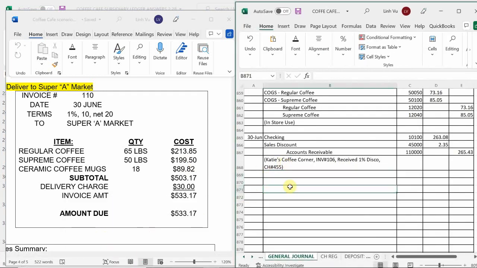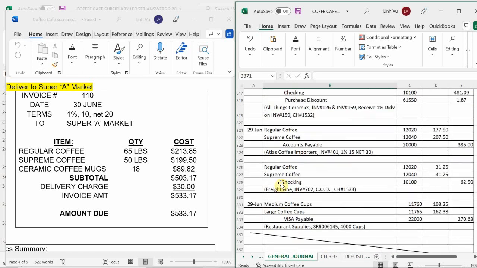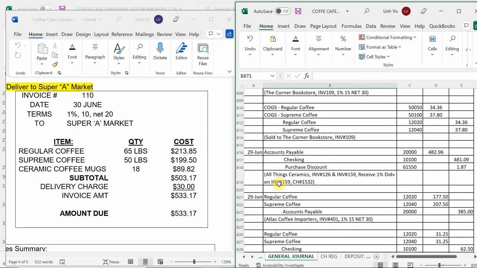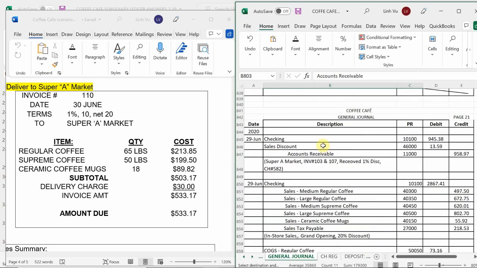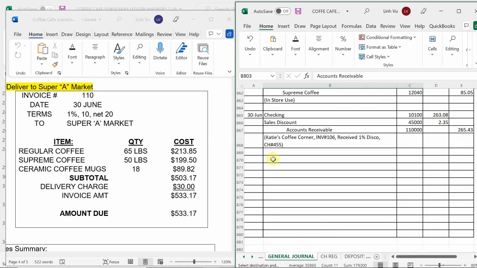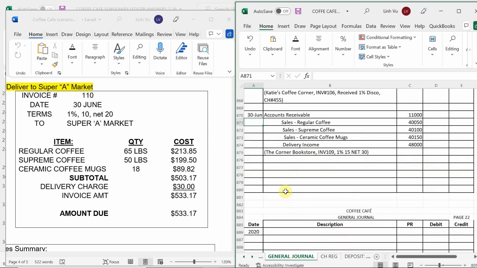In this case, we've done the sales before. So let's see there. We got an account receivable, sales regular, Supreme, and ceramic coffee mugs. So perfect, we could go ahead and copy this transaction right here. $630. And let's see, do we have enough space for that cost of goods sold? 1, 2, 3, 4. No, we barely don't have enough for that cost of goods sold.